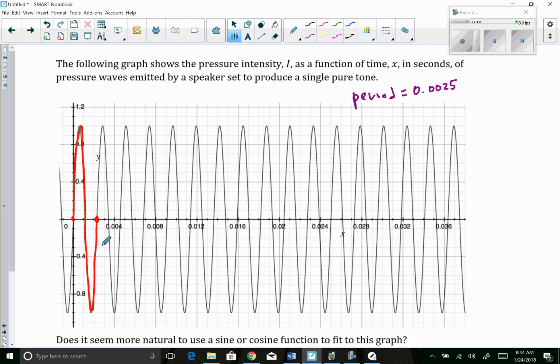Now, if you really wanted to get good, you could count up how many full cycles I see, and then divide the total amount of time by the total number of cycles. It's going to give you almost the same answer. So that would be a lot of extra work for really no reason. So I know the period. I know the amplitude, because it's starting at 0 and going up, and then going back down. So it goes up to about 1 and down to about -1. So the amplitude is 1. The midline looks to be about 0. So we should be able to come up with an equation for this function.